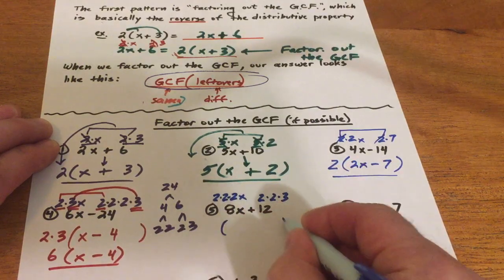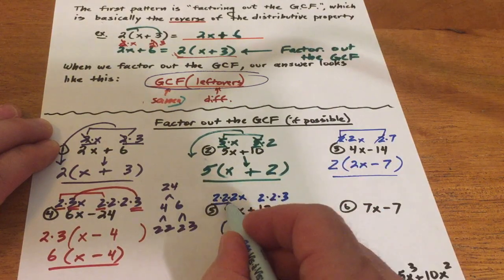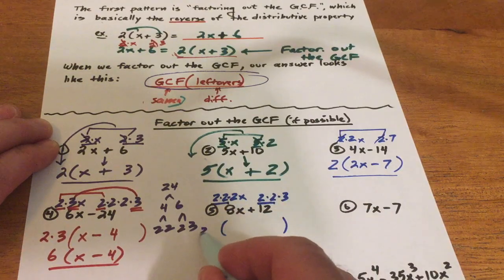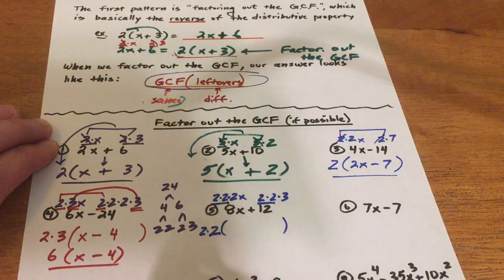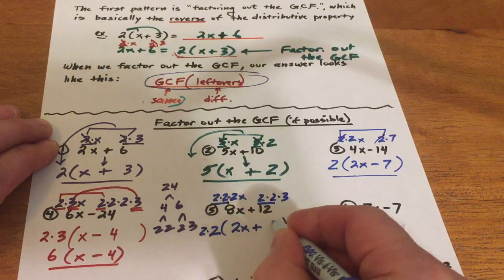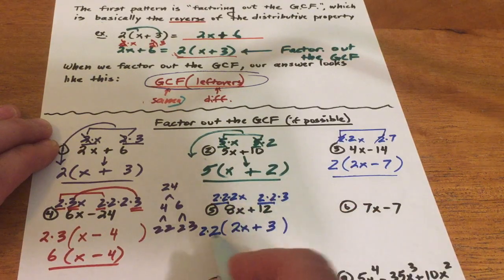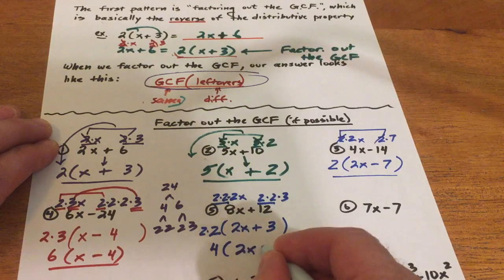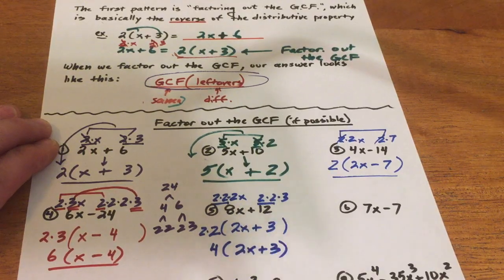Next step, what's the same? 2 times 2 is in both. So out in front here, we're going to get 2 times 2, which is going to be 4 in a moment. Everything else comes straight down, so 2x plus 3. Multiply here, 2 times 2, we get 4 times 2x plus 3. That's it.